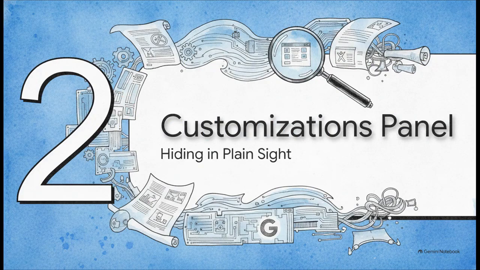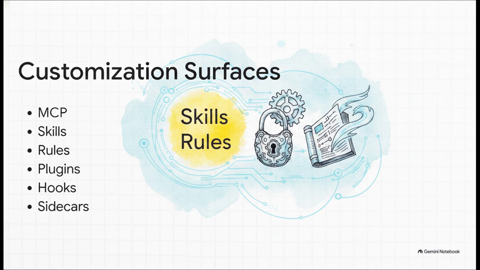Which brings us to part 2, the reveal, the customizations panel, basically the solution hiding right in plain sight. We aren't talking about messy third-party workarounds today. Google actually publishes official documentation with a panel designed specifically to cure this exact forgetfulness. They give us 6 distinct customization services: MCP, skills, rules, plugins, hooks, and sidecars. It's a seriously powerful suite. But what's really interesting about this slide is, to fix our AI amnesia problem, we don't need to learn all 6. Nope, we only need to focus exclusively on 2 of them: rules and skills. They tackle this forgetfulness from completely opposite ends.